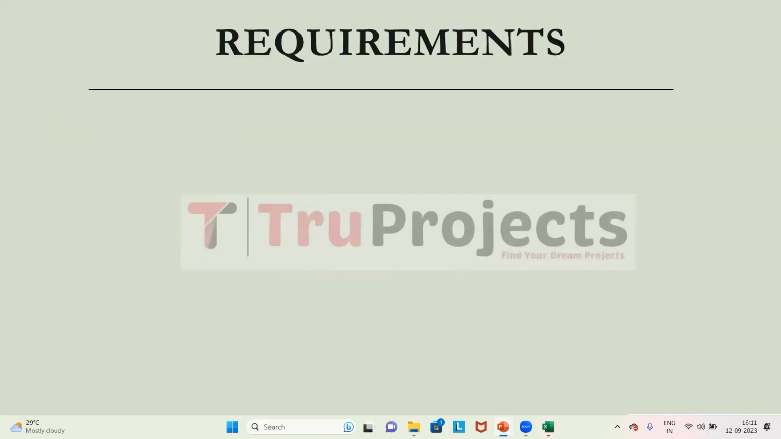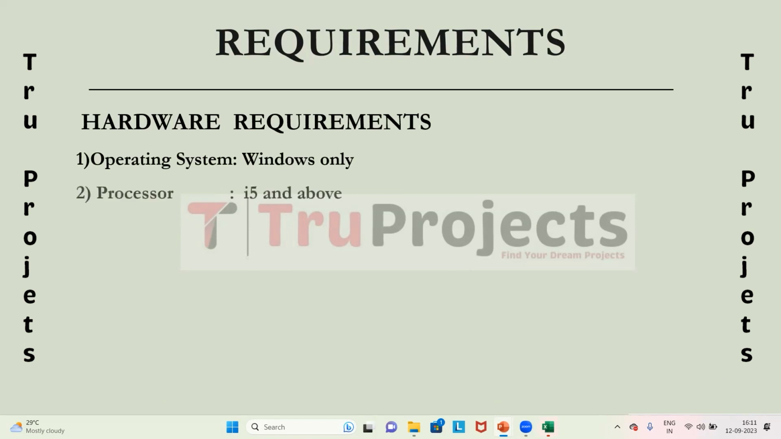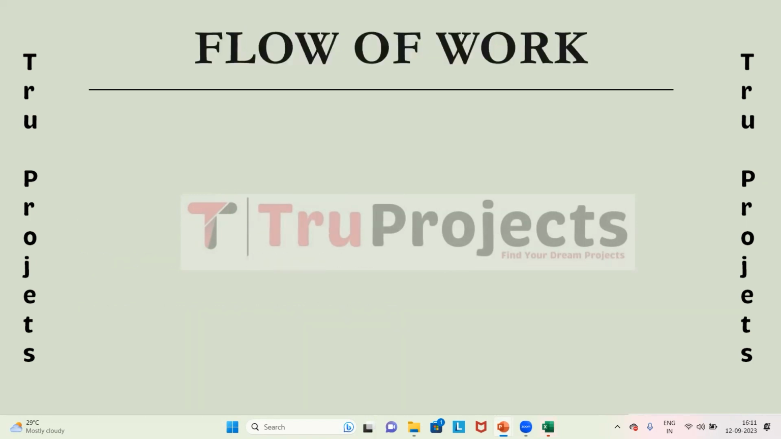For implementing the project, we need a few requirements, starting with hardware requirements. In hardware requirements, we need an operating system of Windows, a processor of i5 and above, RAM of 8 GB and above, and a hard disk of 25 GB and above. Coming to software requirements, we need Anaconda 3 and Visual Studio Community version.